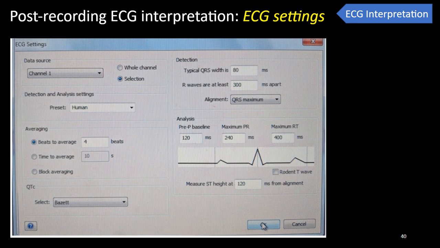Post-recording. There are so many delightful insights to learn from a single lead ECG and even more so from a dual lead ECG. From the ECG analysis menu, select ECG settings to open a dialog box to predefine various parameter settings for software automatic analysis. Since there is no zebrafish preset, we choose the best available and closest to zebrafish, which is the human preset. Talking about clinical relevance, it's unbelievable, right?